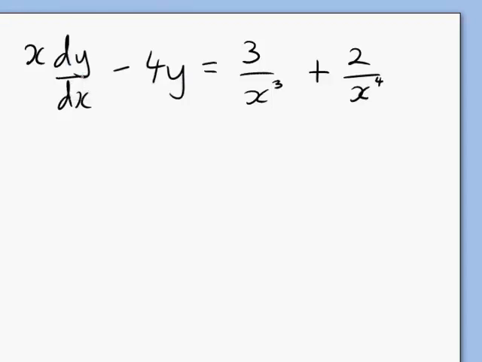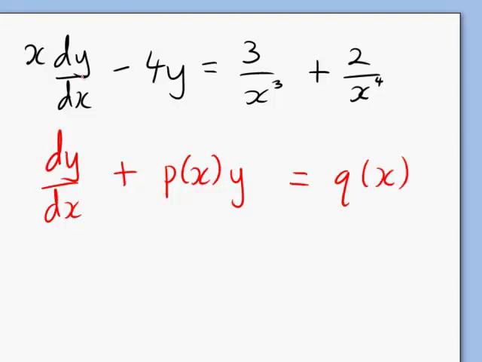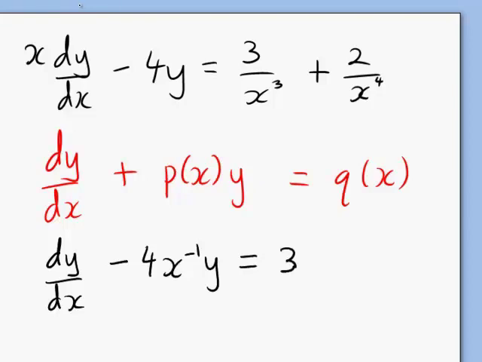The first thing we need to do then is to make sure it is in the form dy/dx plus p(x) times y equals q(x). In other words, we need to make sure dy/dx is just multiplied by 1. Hence, in this case, since dy/dx is multiplied by x in our original equation, we need to start by dividing both sides by x, or equivalently, multiplying both sides by x to the minus 1, which will give us dy/dx minus 4x to the minus 1 times y equals 3x to the negative 4 plus 2x to the negative 5.